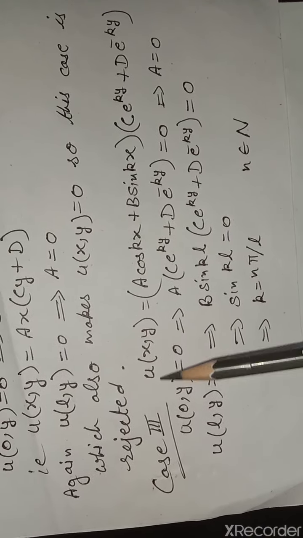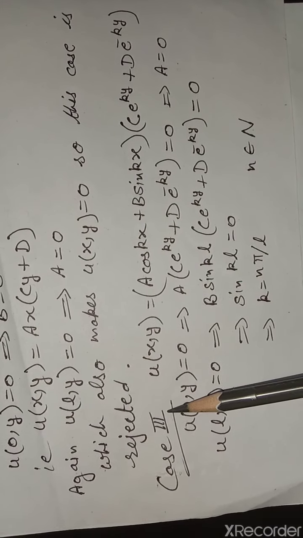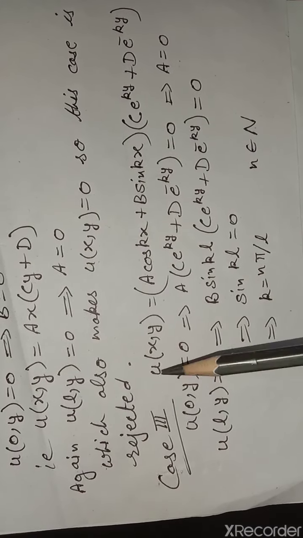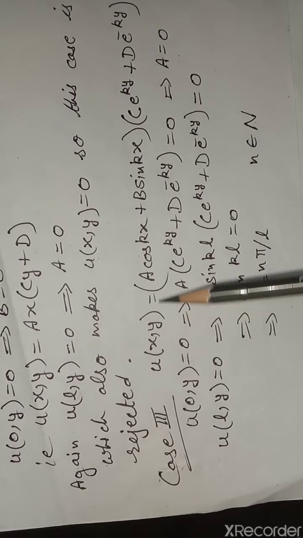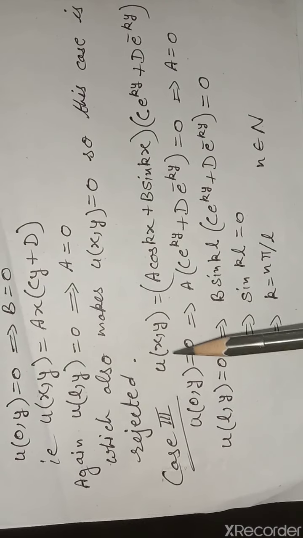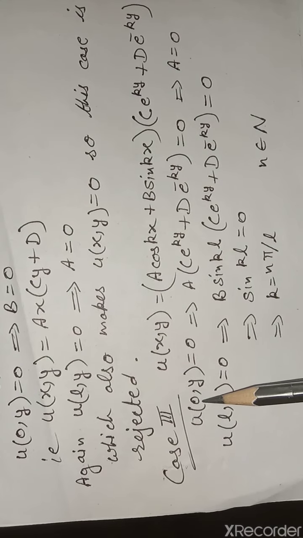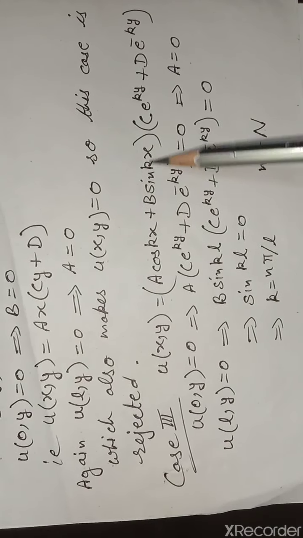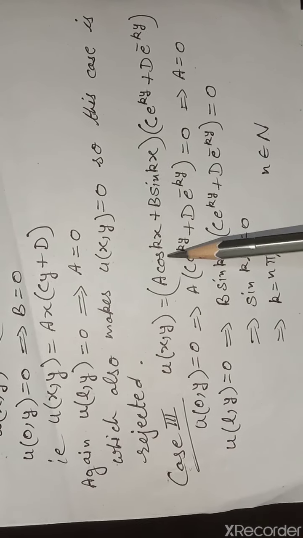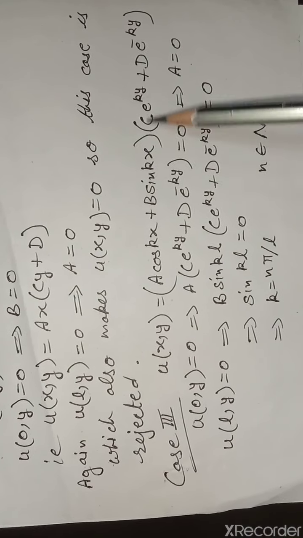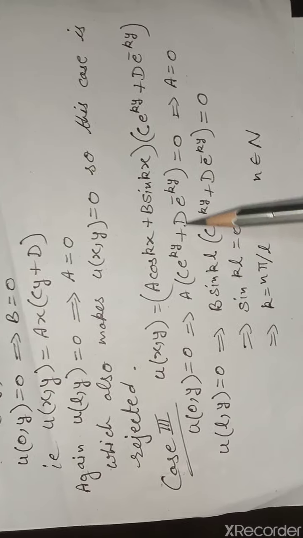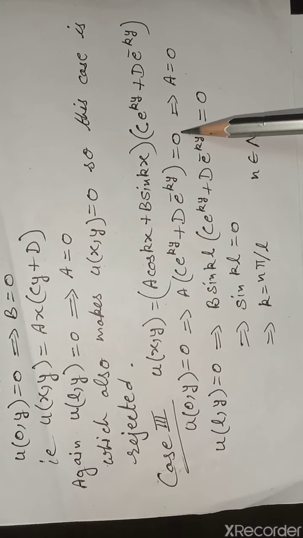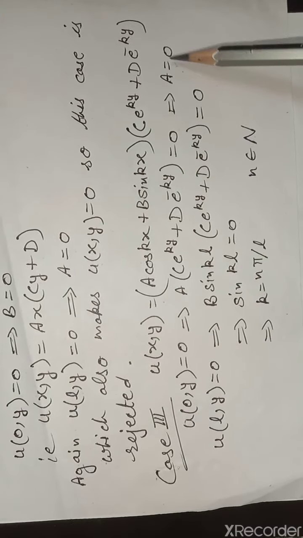This case is when lambda is negative. And in this case, the solution was this. Now we use this initial condition, put x is equal to 0 here. When we put x is equal to 0, this part will become 0. And here we have a multiplied by (c e raised to the power ky plus d e raised to the power minus ky) is equal to 0. And this will give you a is equal to 0.